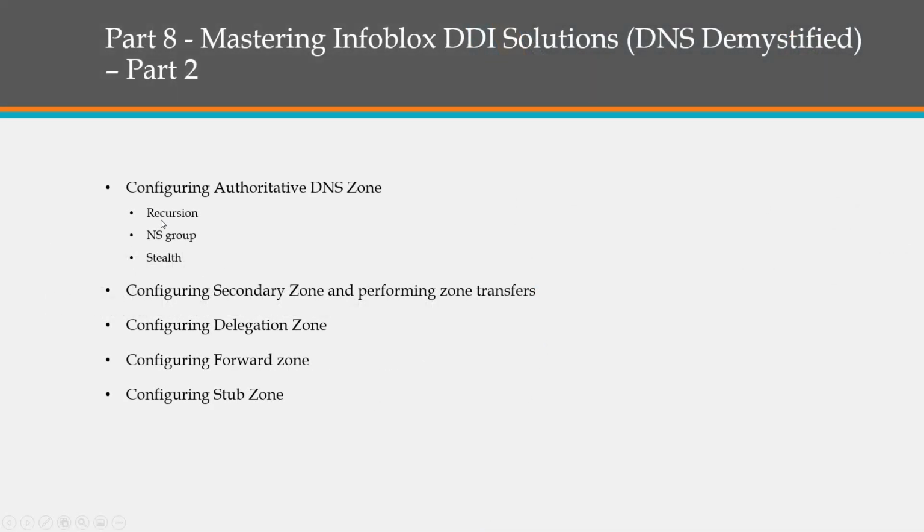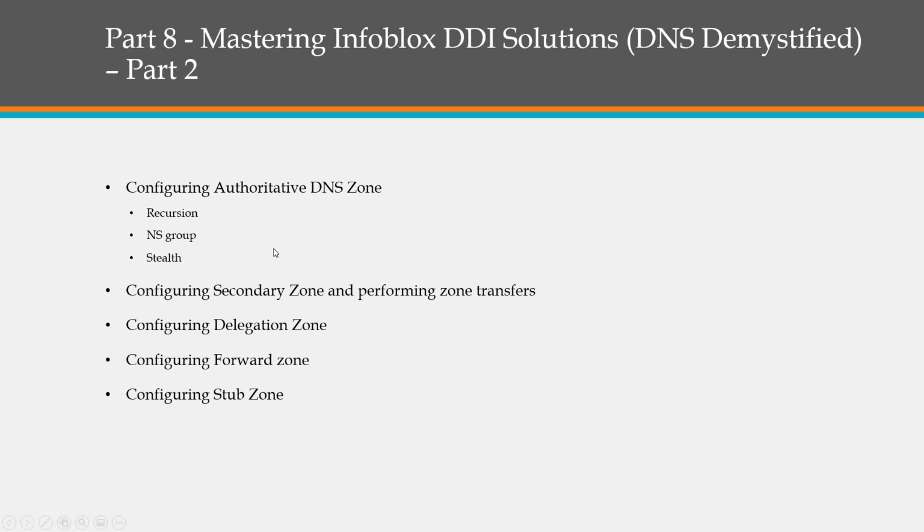In this video, we will see how to configure different types of DNS zones in Infoblox. We will also touch base on some of the key concepts like recursion, NS groups and stealth configuration as part of this session. Please note this is a continuation video and hence before watching this, I strongly recommend you all to watch part 7, DNS Demystified, of the same video series.